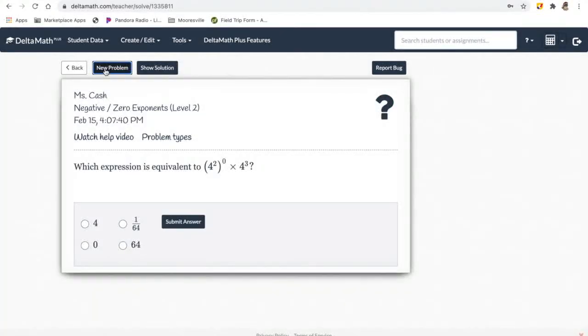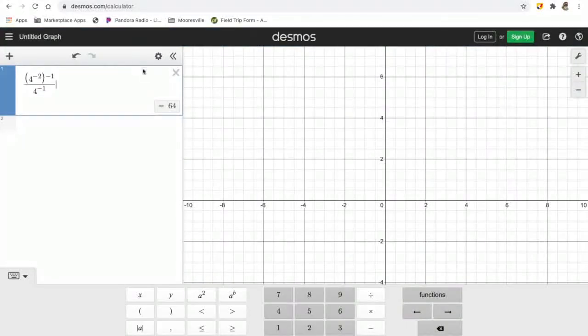So you see here we can retype these problems into Desmos and get the answer really easily without having to do any work. And that's what we want to get in the habit of doing. When they give us a problem, we copy it on our paper. So I'm copying this one, 4 squared to the 0 times 4 cubed. I'm going to type that into Desmos exactly as I see it.